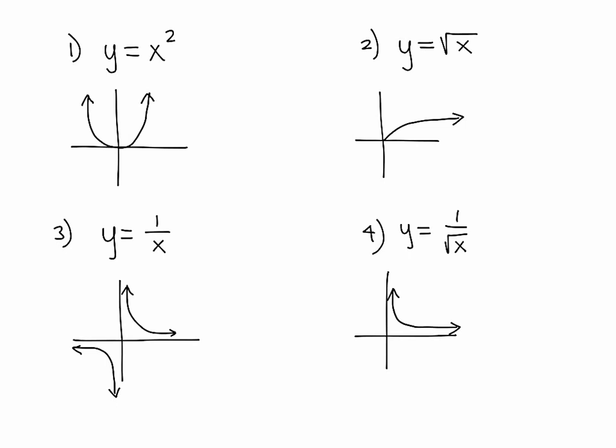For the first one, y is equal to x squared. That one's easy. It's just a concave up parabola that passes through the origin. So in this case, the domain is all real numbers.